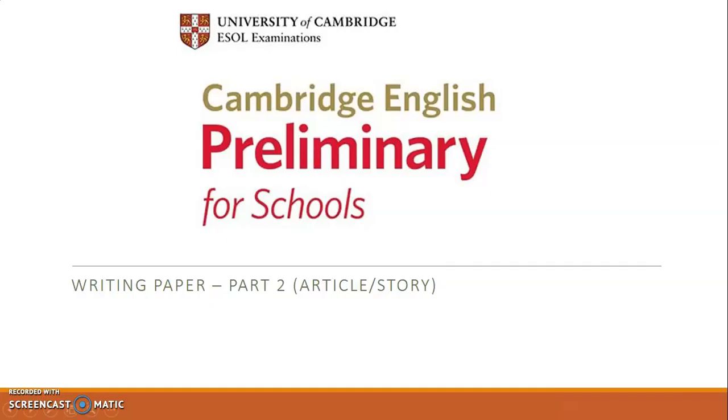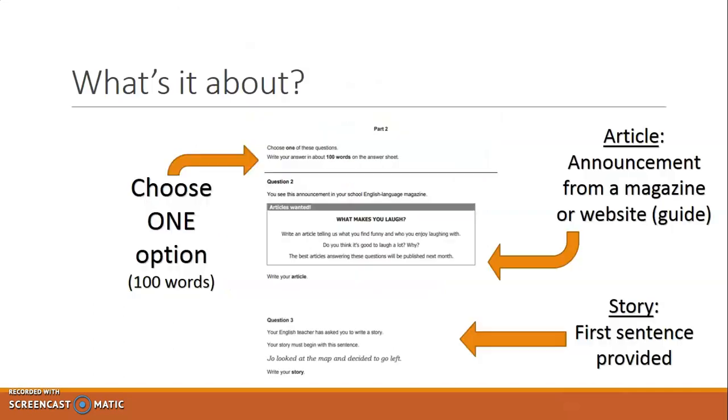We are going to learn how to work on writing part 2 from the PET exam. In this part of the exam, you are asked to write either an article or a story. So, you have one question with two possible options and you have to choose only one. You should write your answer in about 100 words on the answer sheet.